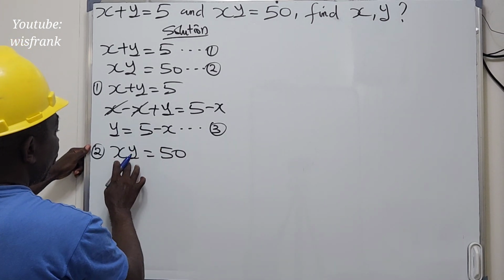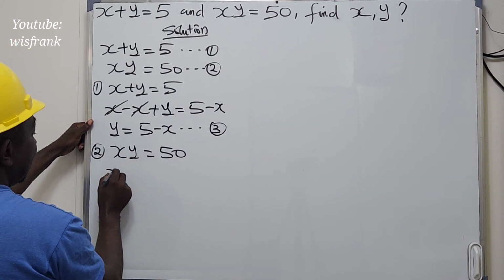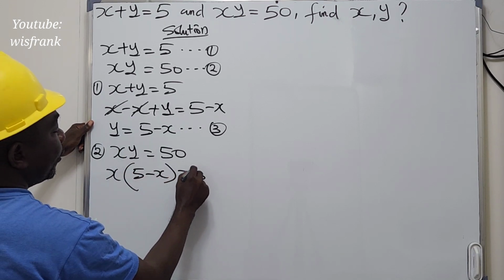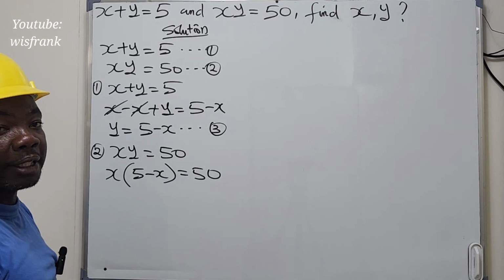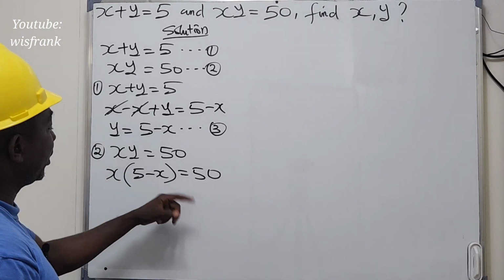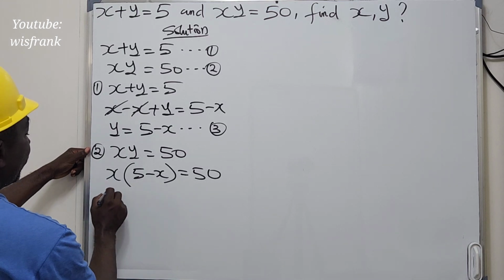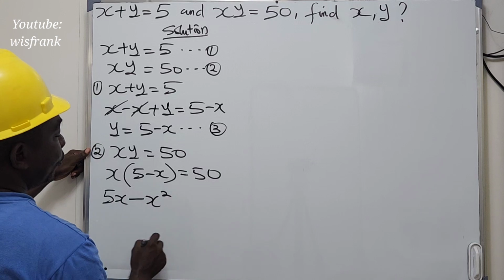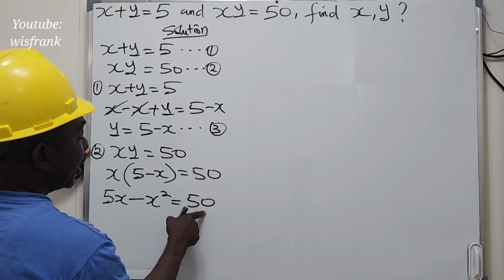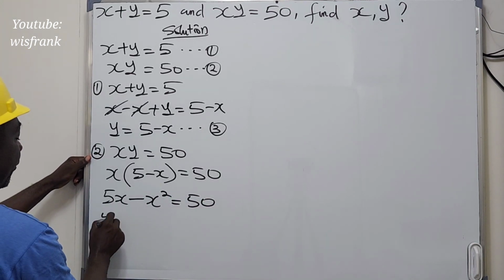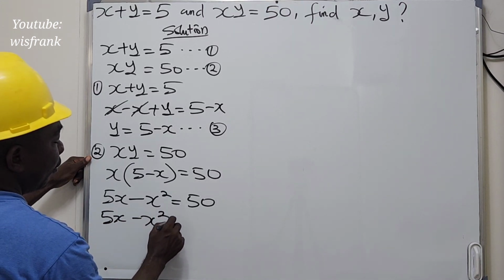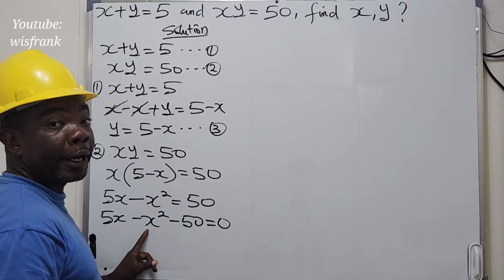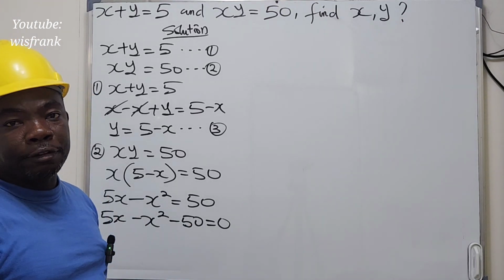So substituting this into equation 2, in the place of y, we put 5 minus x, so x times (5 minus x) equals 50. For us to expand this parenthesis, we need to multiply x into the parenthesis. So we have x times 5 will give us 5x. We have x times minus x, we will have minus x to the power of 2 equals 50. So transposing this to the other side, it becomes 5x minus x to the power of 2 minus 50 equals 0.